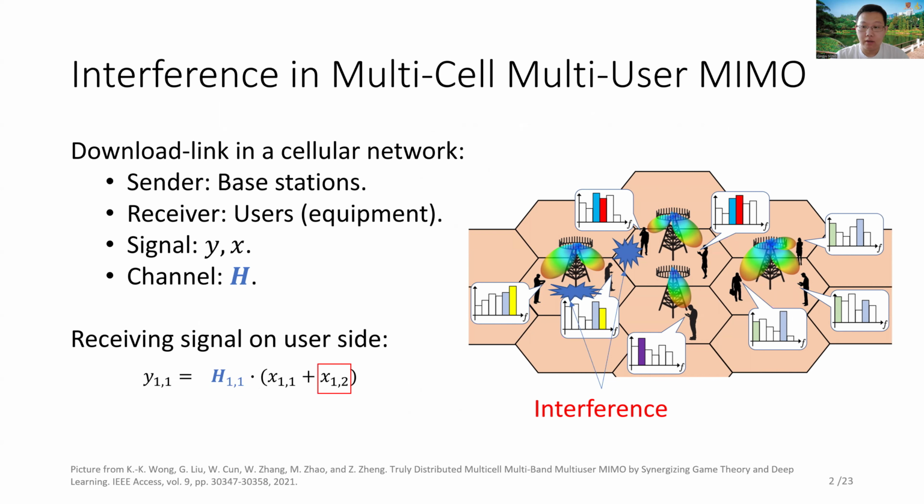Typically, we focus on the downlink in a cellular network where each user is served by one base station. For example, the signal X is sent from base station 1 to user 1 with channel H, but the received signal is overlaid with an unwanted signal X12, which is the signal for user 2, which is the interference.